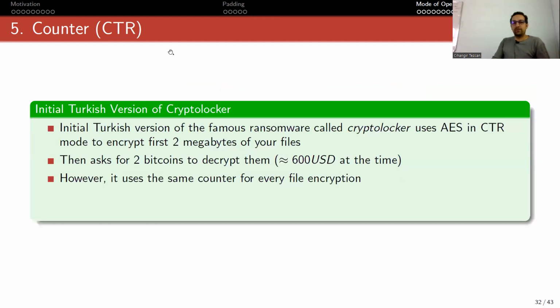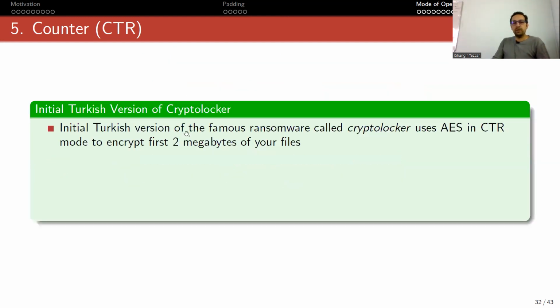So let me show an example and what happened. When ransomware became famous, there was the CryptoLocker ransomware years ago, and some people made a Turkish version of it. So in a ransomware, what happens is as follows.